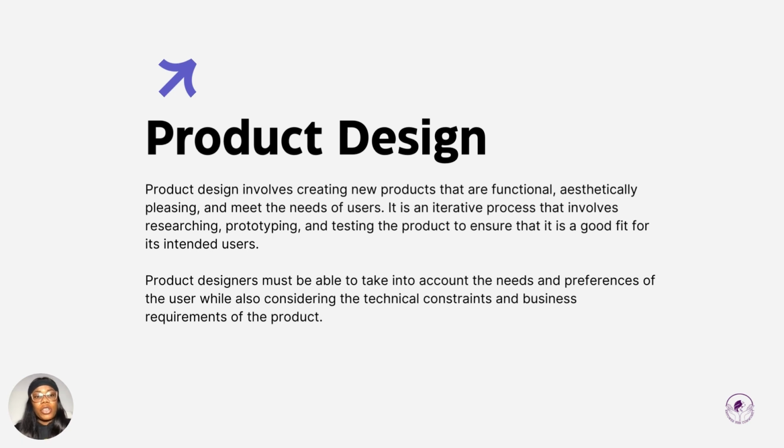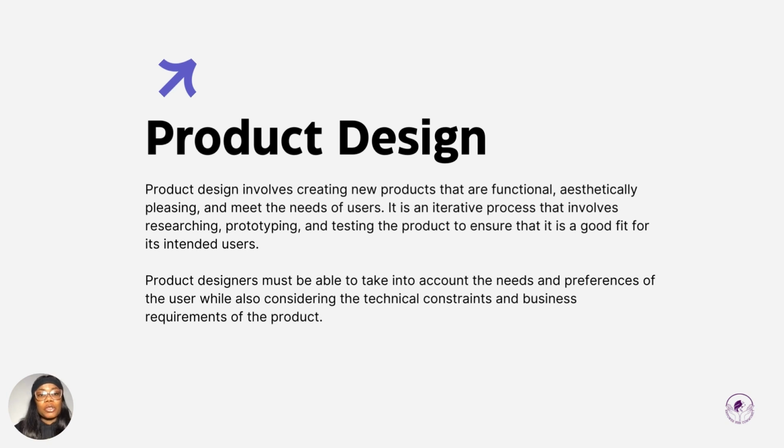So generally, when you hear about product design, it basically involves creating a product that is functional, that is aesthetically pleasing, and meets the needs of the user, right? It is actually an iterative process, and it involves researching, prototyping, and testing the product to ensure that it is a good fit for the intended users. So you need to always have in mind that you are designing for a particular group of people, a target audience, and you want to create products that would work for them, that is very functional to them, right?